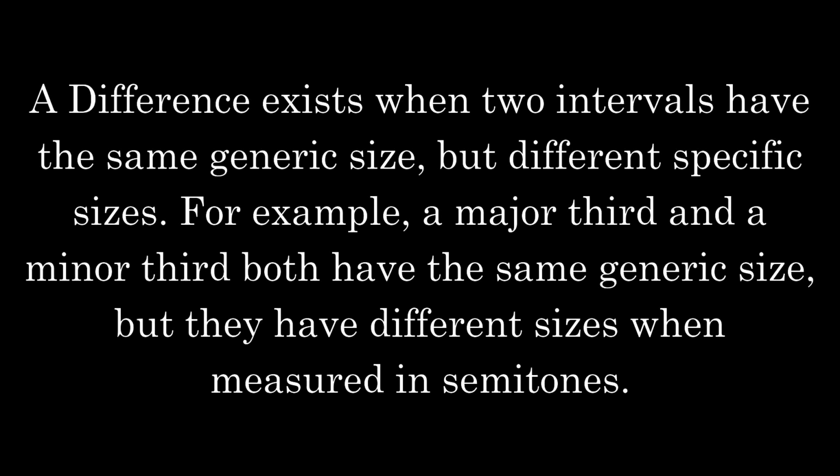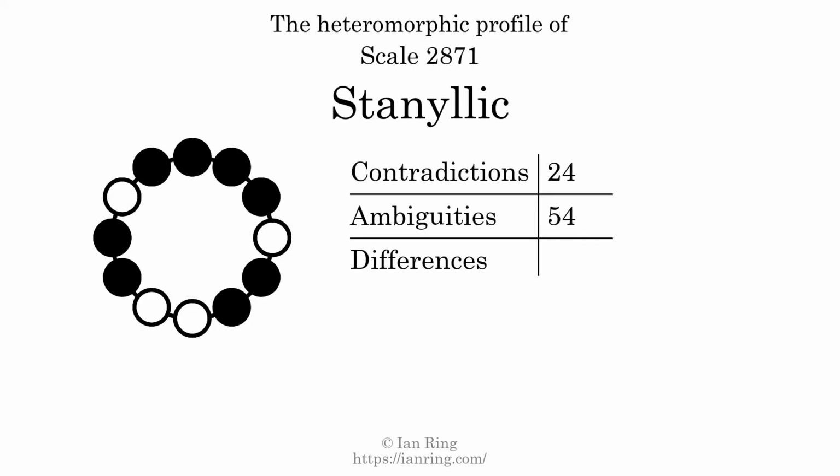A difference exists when 2 intervals have the same generic size, but different specific sizes. For example, a major third and a minor third both have the same generic size, but they have different sizes when measured in semitones. The number of differences in this scale is 132.